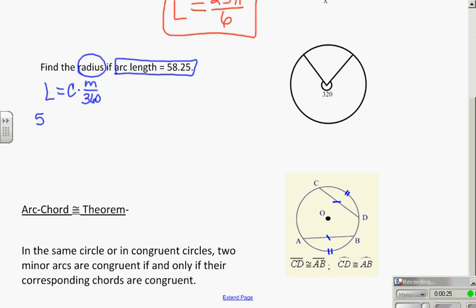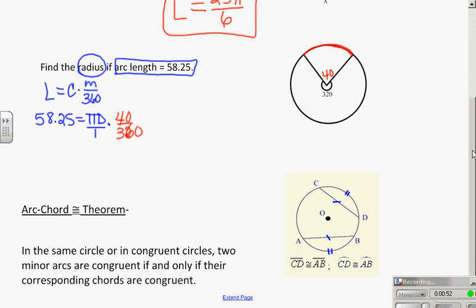I know arc length, 58.25. I don't know the circumference, but I know the formula, pi times diameter over 1. And I do know what portion of the circle. Now in this case, the copy didn't come through well. We're after this arc. That central angle is 40. So the portion of our circle is 40 over 360.